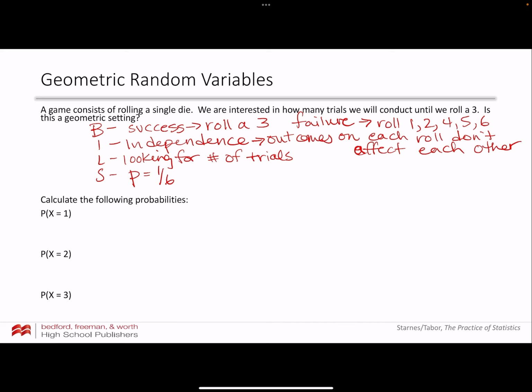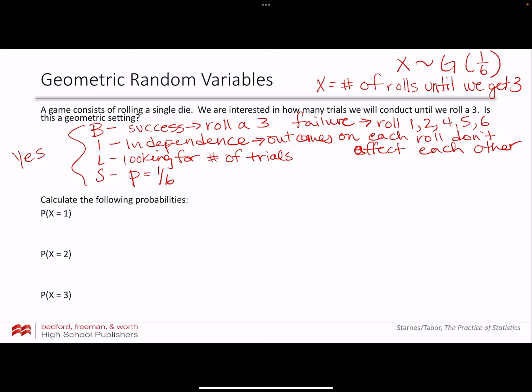All right. So we want to calculate the following. Because of this, I can say that yes, it is a geometric setting. So if X is the number of rolls until we get a 3, I can say that X follows a geometric distribution where the probability of success is 1 over 6, right? So just to remind you a little bit about notation.